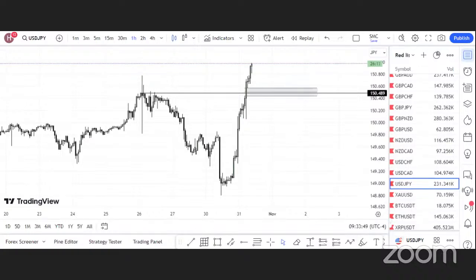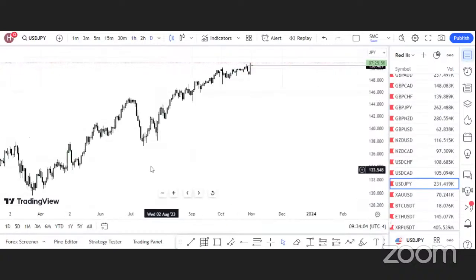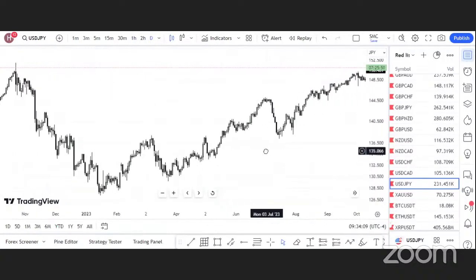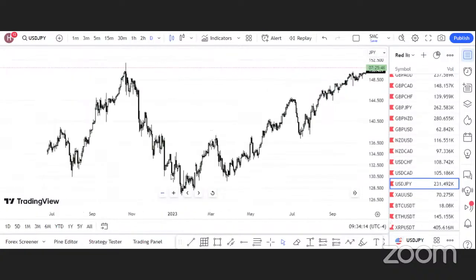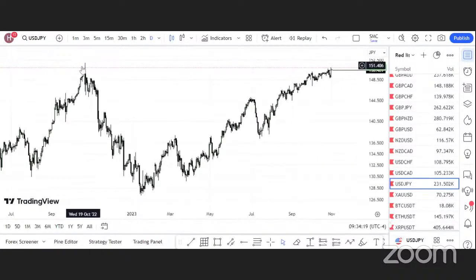Ayedun Boluwatife asks, where is the USD JPY supply area? Let's go to the higher time frame. To get your supply zone, you need to go to the higher time frame. If you are not able to get it on a lower time frame, just keep increasing your time frame till you see where the market currently is. This is the area where the current market is.